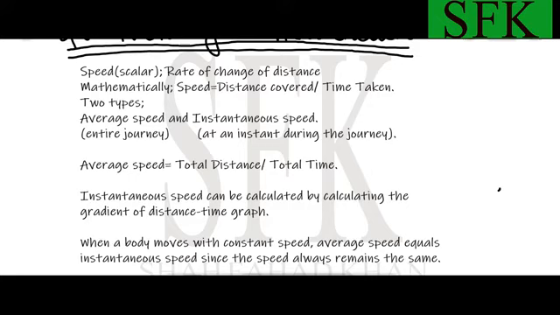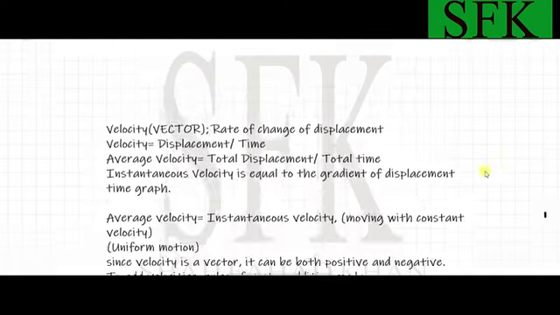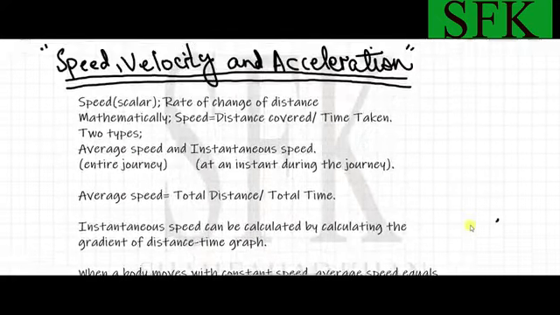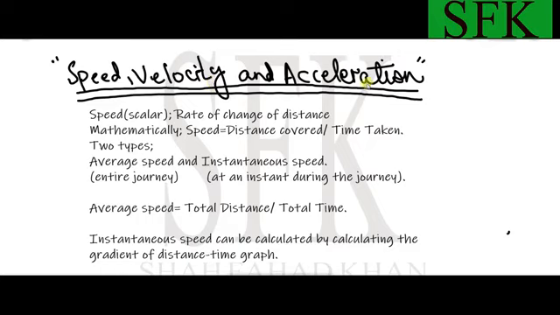Okay guys, so in this video we are going to talk about speed, velocity and acceleration. Speed, velocity and acceleration, all three of them are physical quantities. Speed is a scalar, whereas velocity and acceleration are both vectors. You can remember them from their first letter.